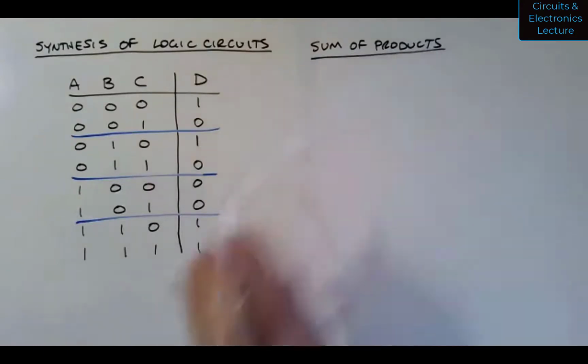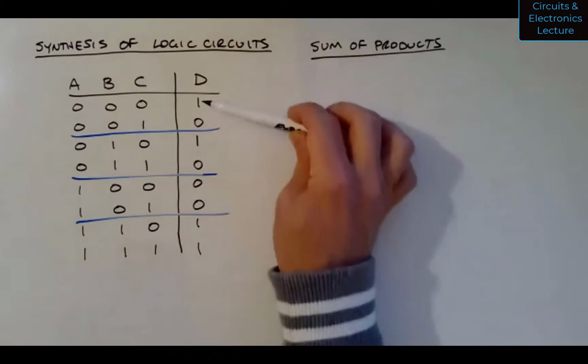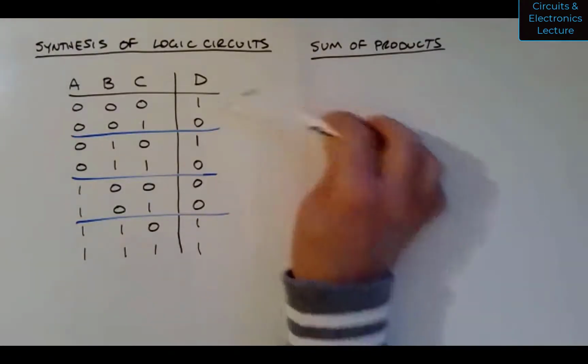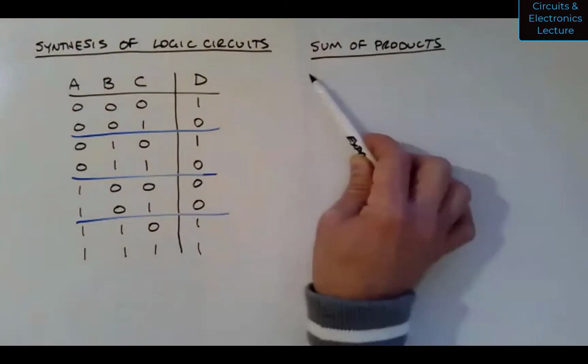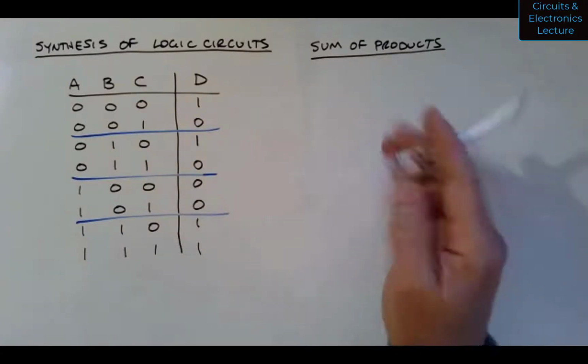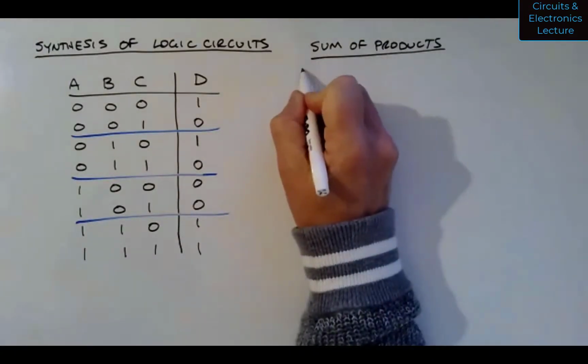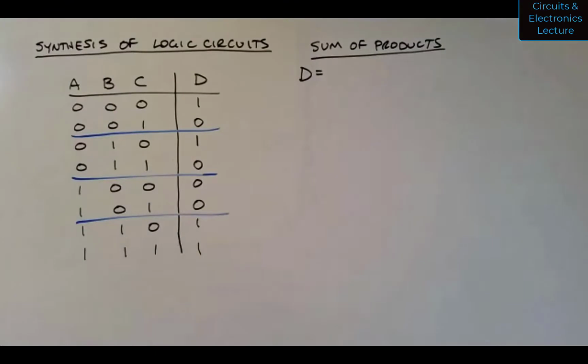So this is the sum of products approach. And then we're going to have another approach called the product of sums approach. But let's work on this first. What we're going to do here is write down terms. D, the output, equals something.